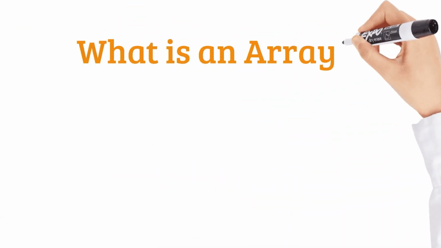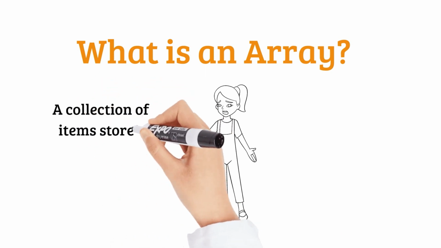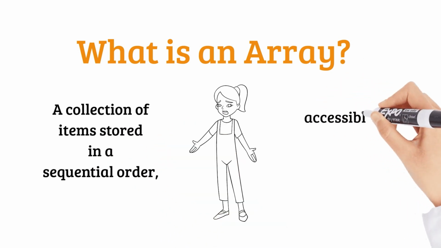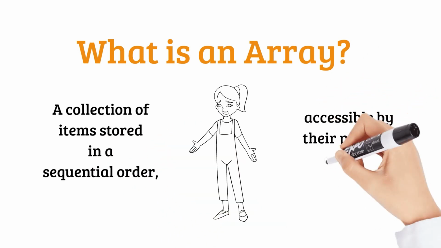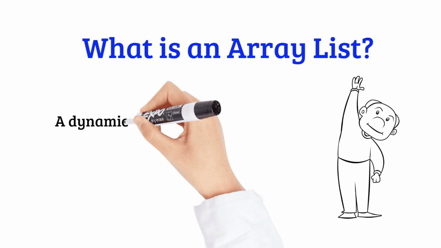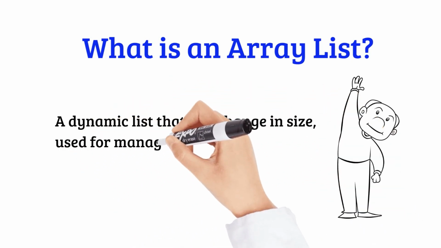What is an array? An array is a collection of items stored in a sequential order, accessible by their position or index. What is an array list? An array list is a dynamic list that can change in size, used for managing collections.